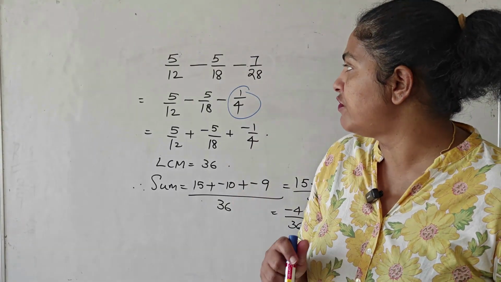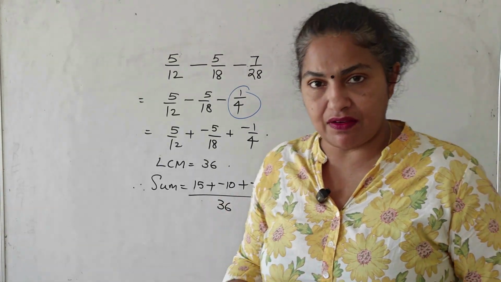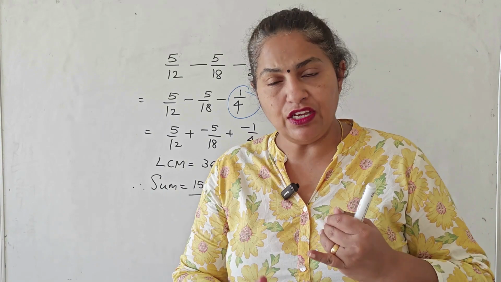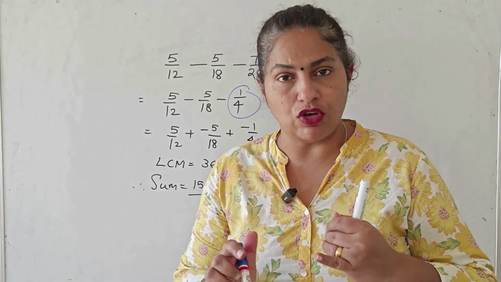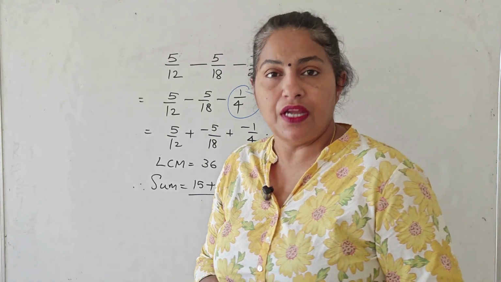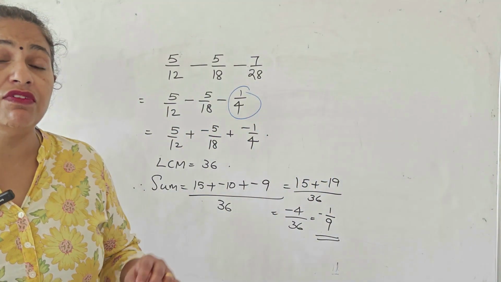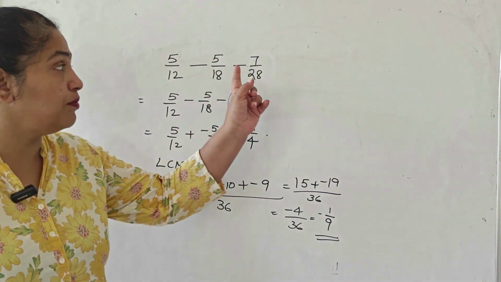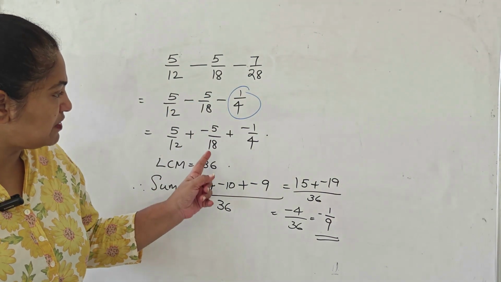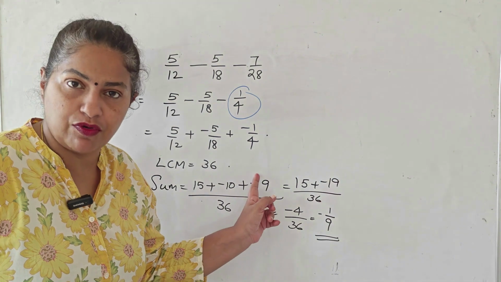We have 3 numbers, 5 by 12, minus 5 by 18, minus 7 by 28. So, let us start. The first one, see if any of the rational numbers can be reduced to the lowest form. So, 7 by 28 can be reduced to 1 by 4. Fine. Now, after that, we need to take the additive inverse wherever it is possible. So, there are 2 subtraction signs. So, I will be taking the additive inverse as plus minus 5 by 18 and plus minus 1 by 4.